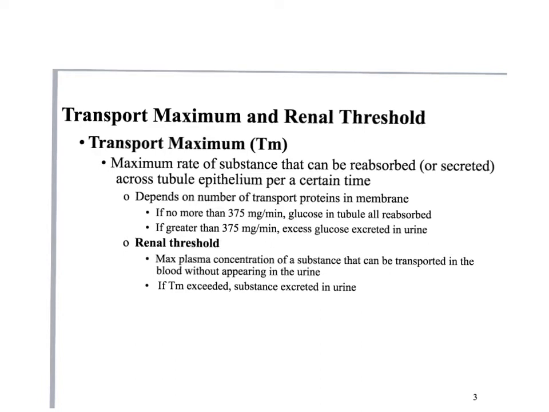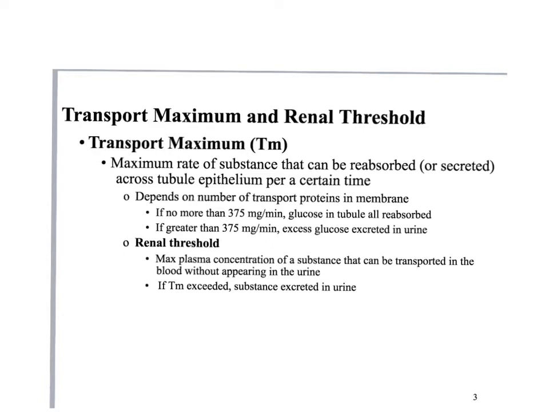And then there's a renal threshold: the maximum plasma concentration of a substance that can be transported in the blood without appearing in the urine. Think about that. It's the maximum amount of a substance that can be in the blood before it ends up in the urine. Glucose is a great example. Normally, glucose is not found in the urine.